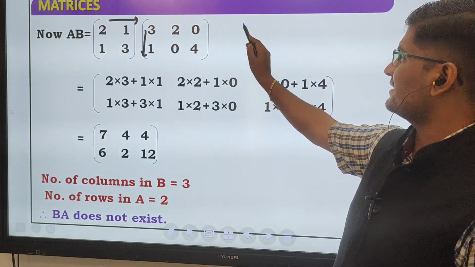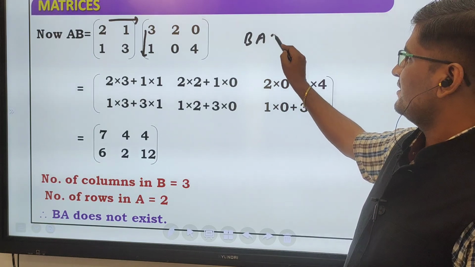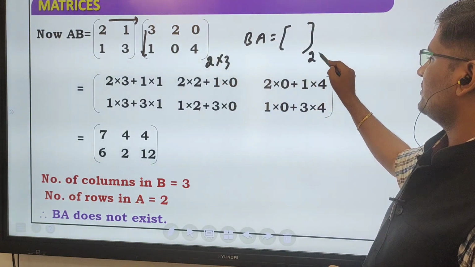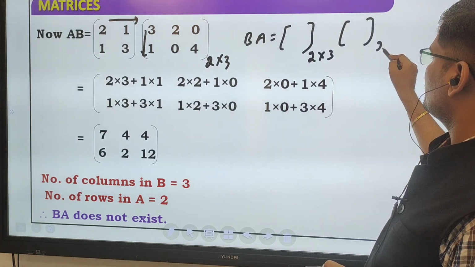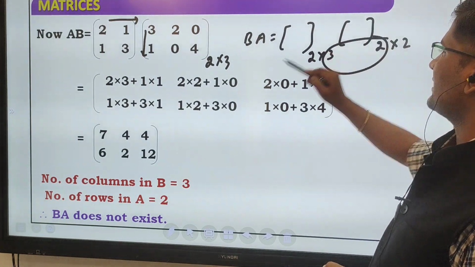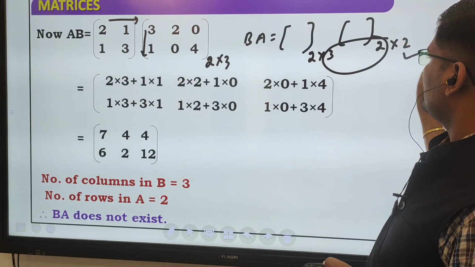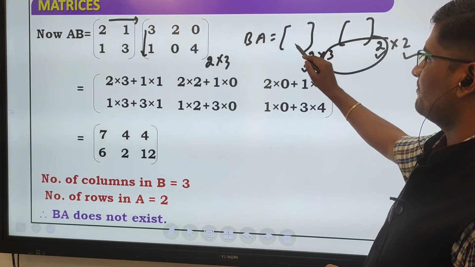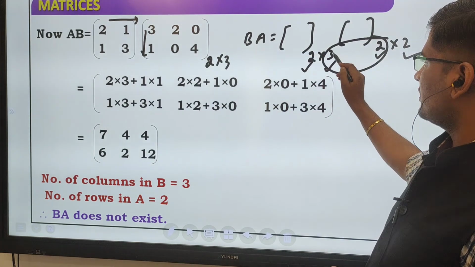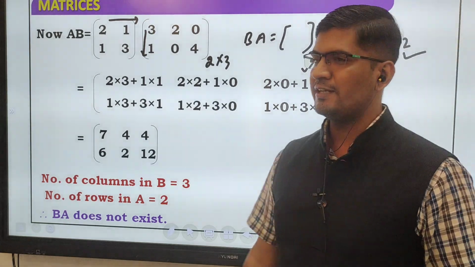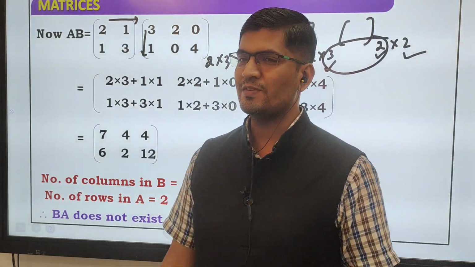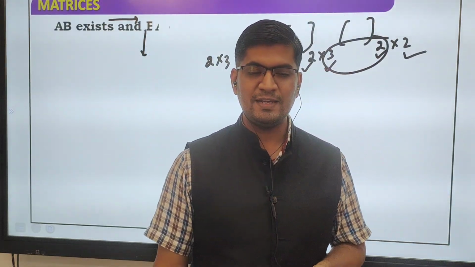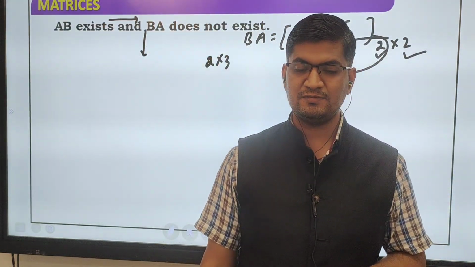Understood? As soon as you write it the other way, BA, what is the order? 2:3 and 2:2. So here the number of columns of the second matrix is 2, number of rows of the second matrix is 2, number of rows of the first matrix is 2, number of columns of the first matrix is 3. So the number of columns of the first matrix is not equal to the number of rows of the second matrix. So BA does not exist. So AB exists and BA does not exist.